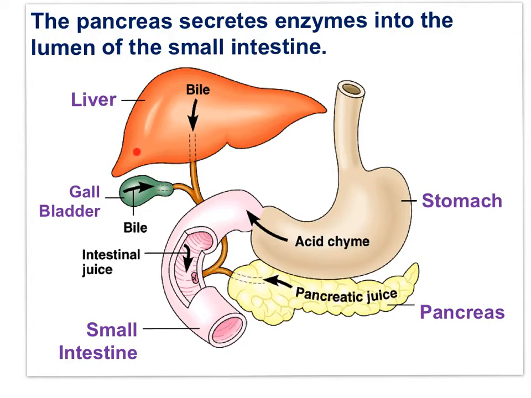The liver, seen here, and the pancreas, seen here, both secrete digestive juices into the small intestine. The liver secretes bile into the small intestine, and the bile emulsifies fats. Bile does not contain enzymes. Now, the pancreas secretes enzymes into the lumen of the small intestine. Enzymes digest most macromolecules into monomers in the small intestine.